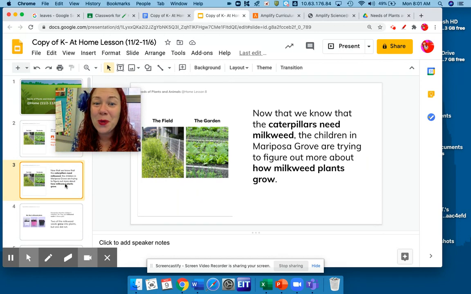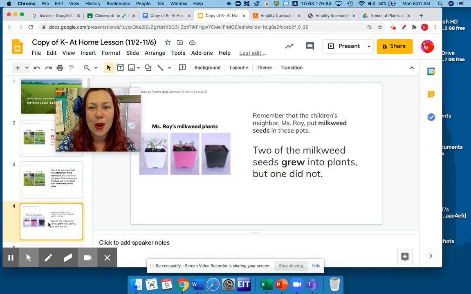That's right, milkweed. Well, sometimes when you discover the answer to a question or a solution to a problem, that gives you the energy and inspiration to change something. So, we're going to figure out how we can put milkweed plants back in the garden and think about how they're going to grow. Last week, we looked at pictures of Mrs. Ray's pots.